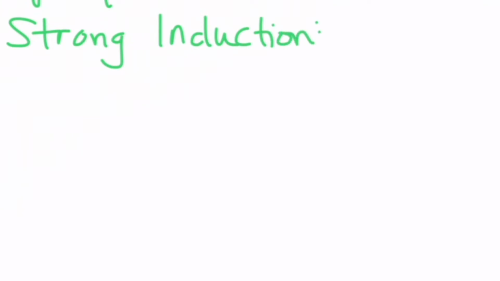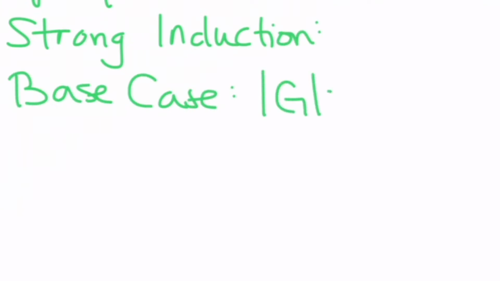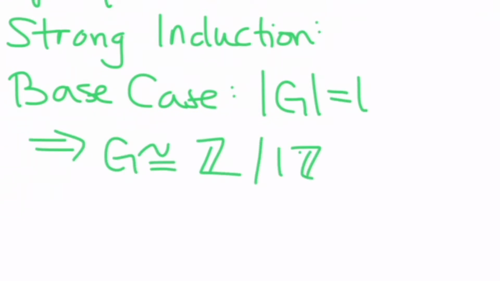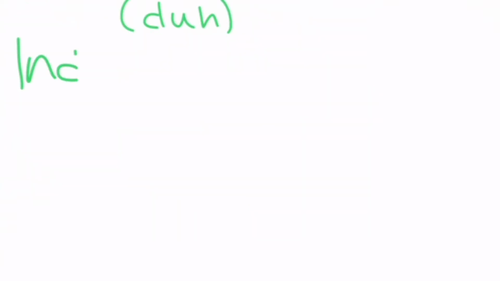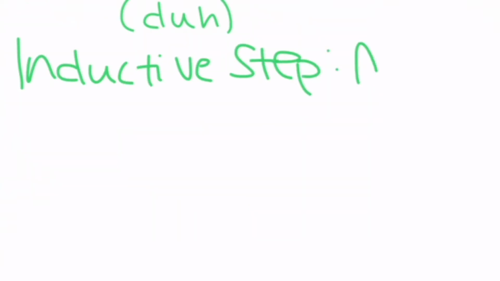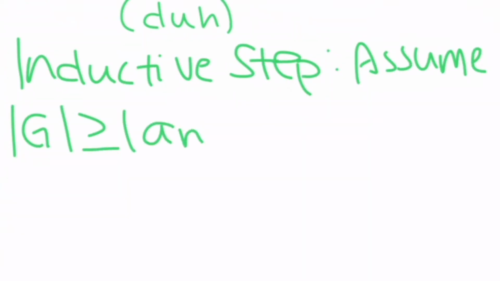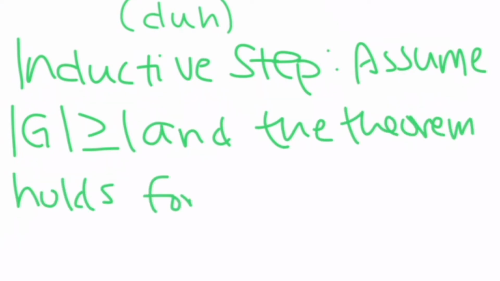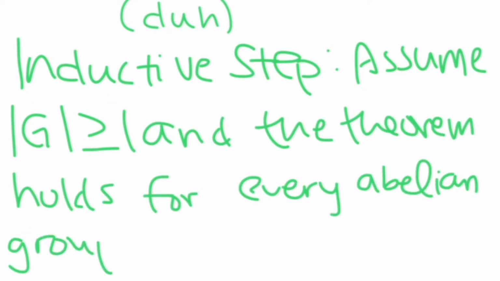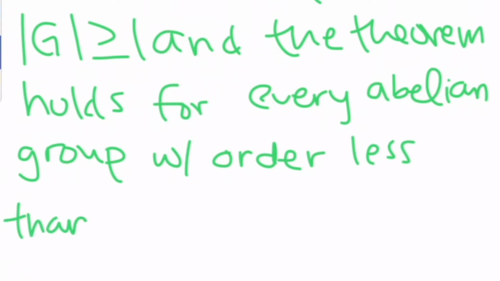Now, obviously, if the order of G is equal to 1, then G is just equal to the group containing only e, which is equal to Z mod 1Z. Our inductive hypothesis says, assume that the order of G is greater than or equal to 1, and the theorem holds for every abelian group with order less than G.